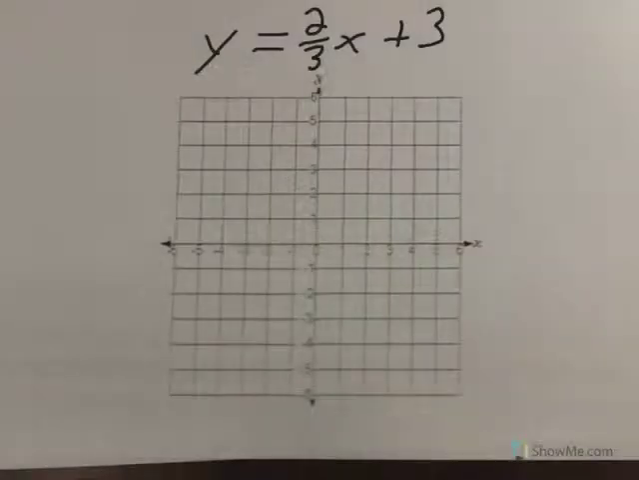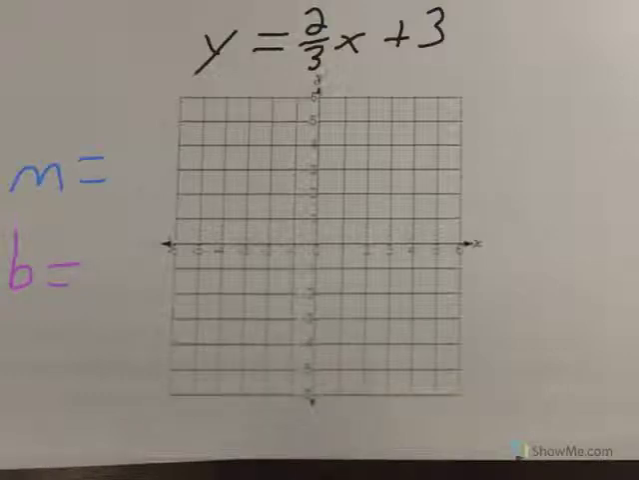And here we have the equation of a line, y equals 2/3 x plus 3. We're going to take this and graph the line. To do that, first we want the slope, so m equals, and we need the y-intercept, which would be b equals. Remember, m is slope and b is the y-intercept.